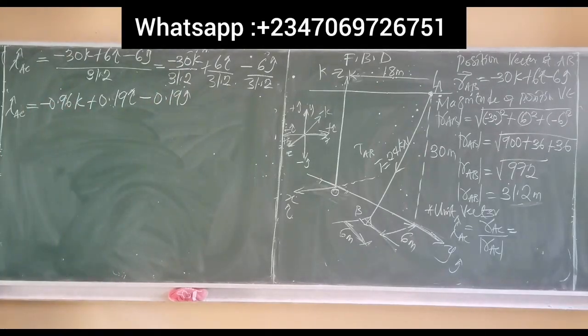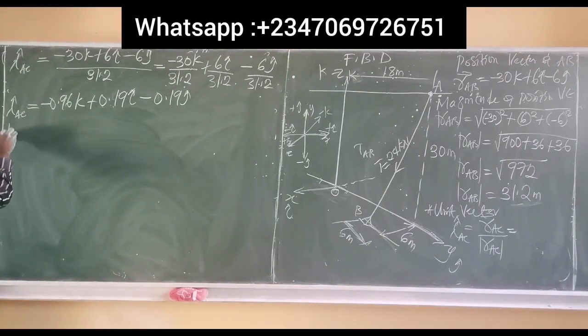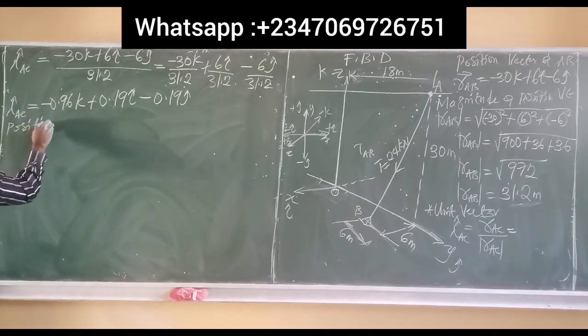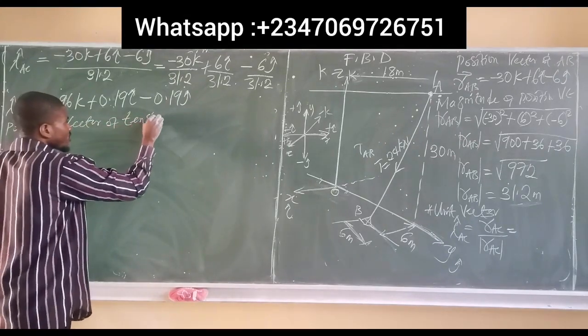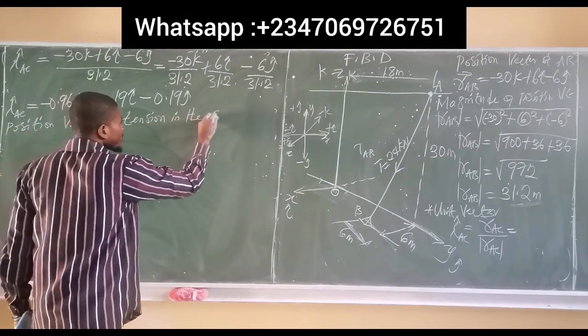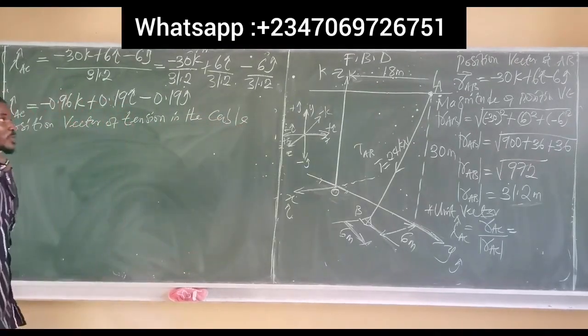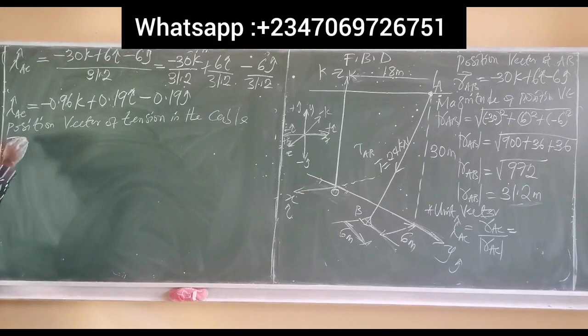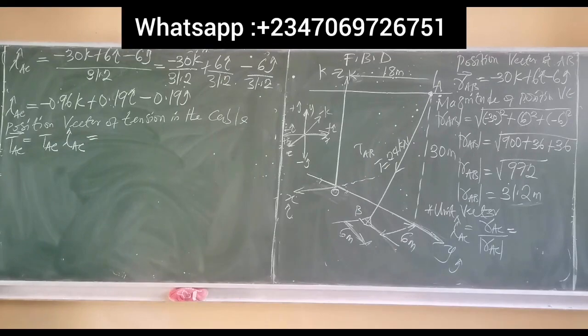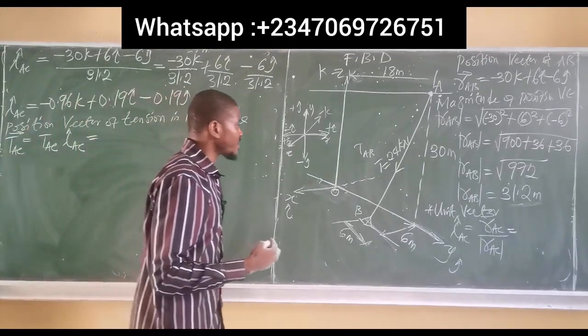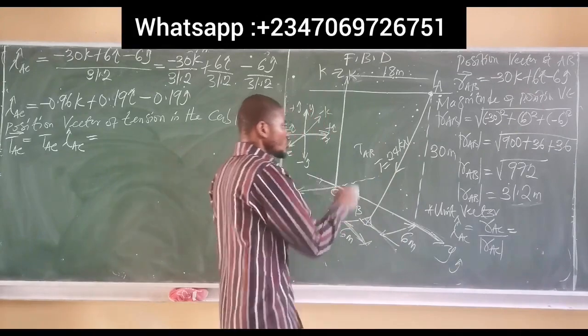Having found this, the next thing to find is the position vector of the tension in the cable. I explained this in the previous video. The position vector of tension in cable AC is simply the magnitude of the tension in cable AC multiplied by the unit vector of tension in cable AC. Remember, in the question it says the magnitude of the tension in cable AC is 24 kilonewtons.